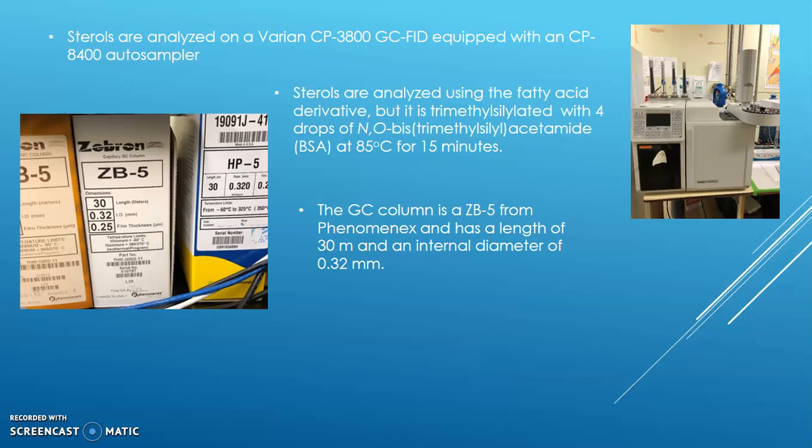The column that is used in this analysis is a ZB-5 from Phenomenex with a length of 30 meters and an internal diameter of 0.32 millimeters. In this case, the sample run is about 30 minutes.